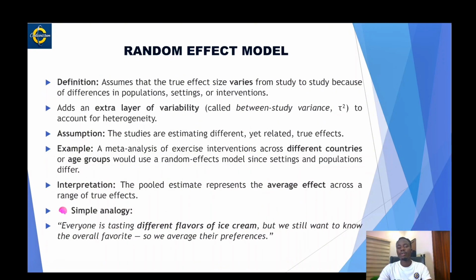On the contrary, another thing we need to check for is that the random effect model adds an extra layer of variability called between-study variance. Let's take for example that we want to do a meta-analysis of exercise interventions across different countries or maybe across different age groups. Now we have to use a random effect model because there are differences in these settings. Okay, so yeah.